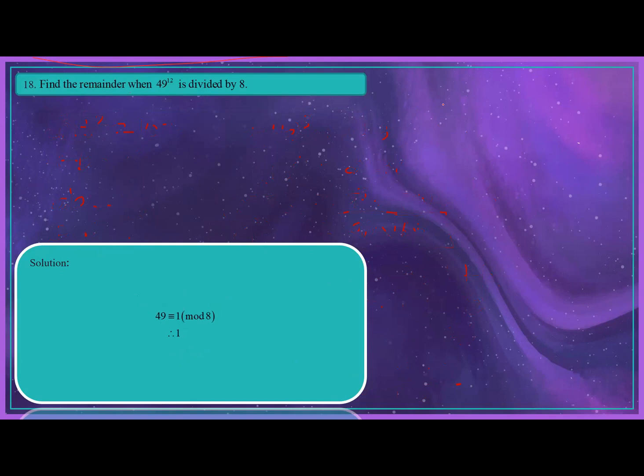Next, find the remainder when 49 raised to 12 is divided by 8. Okay, so first you need to find the remainder when 49 is divided by 8. So the nearest multiple is 48. So basically 49 is 1 modulo 8. So we raise this to 12. So basically 49 raised to 12 is also 1 modulo 8. So the remainder is 1.